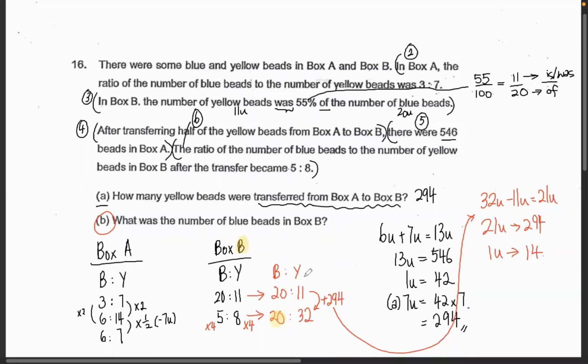It doesn't matter which ratio you look at for box B blue, because both are the same. So what we want to do is simply find 20 units. I can just do 14 times 20, and that brings me to an answer of 280 blue bits in box B. And this is my answer for this question. This question is from Raffles SA1 2022, and this is question 16.